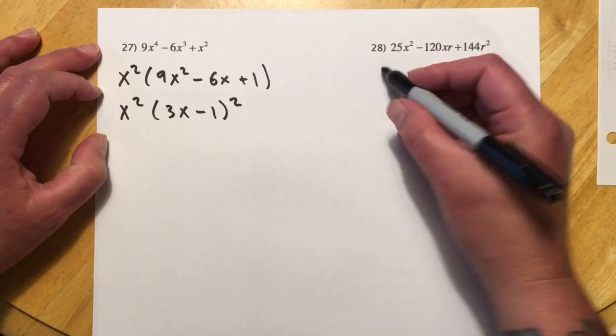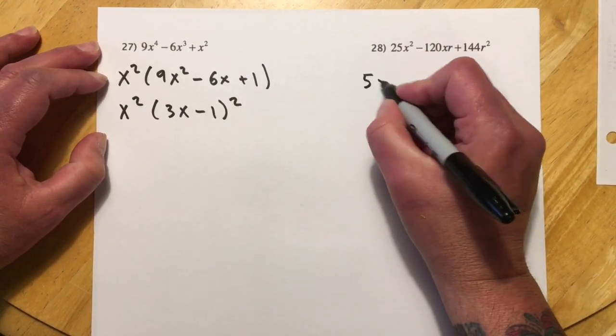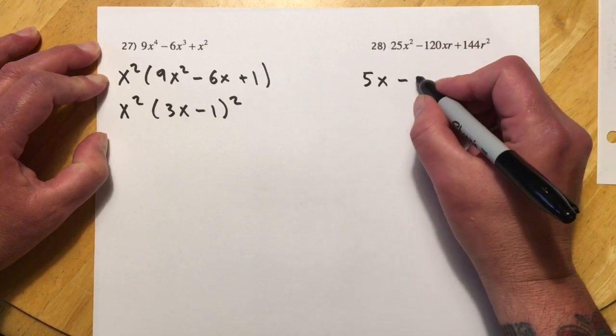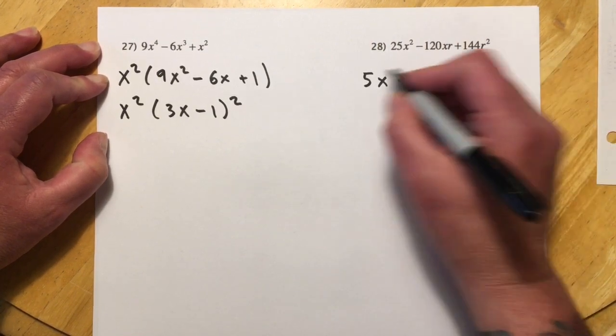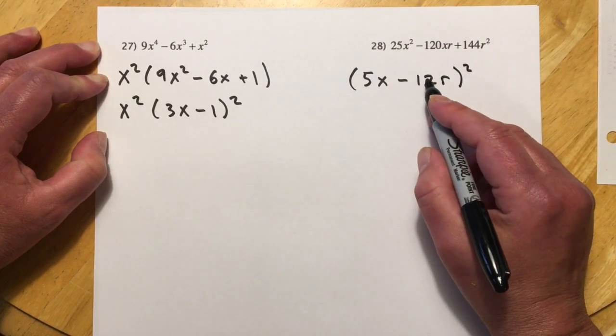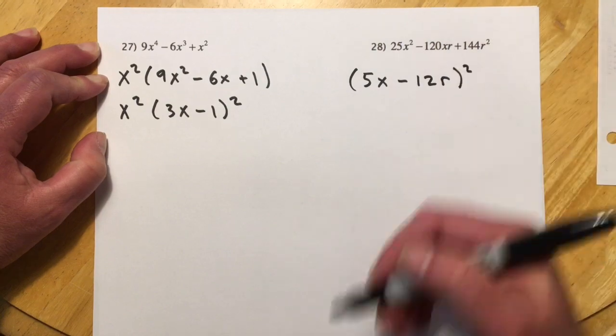And then this one looks all terrible, but it's really easy. So it's just 5x, minus makes a minus. 144 is 12 squared, so that would be 12r quantity squared. And our check, 5 times 12 would be 60. We got the xr, and double that, and it's 120.